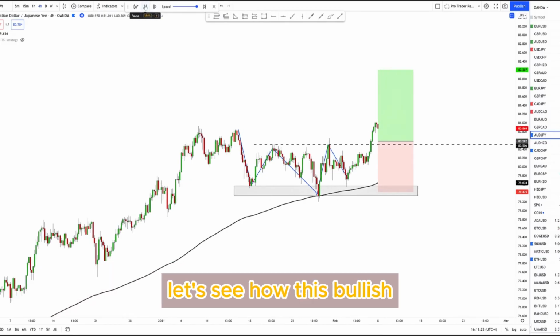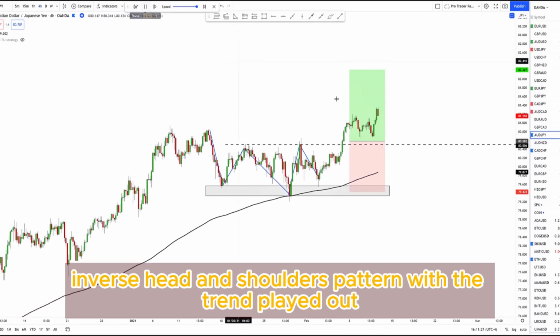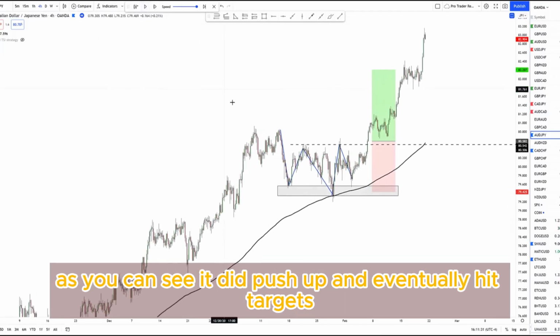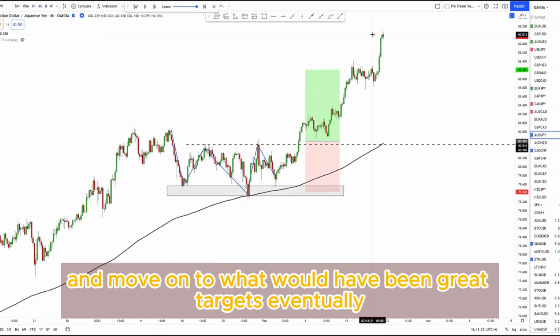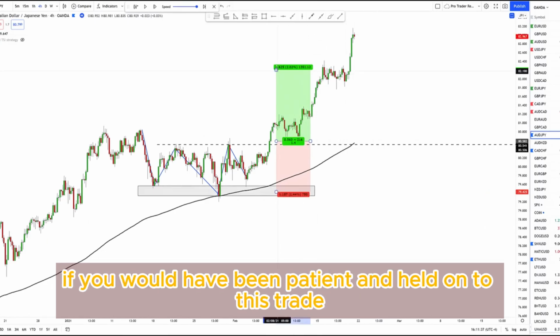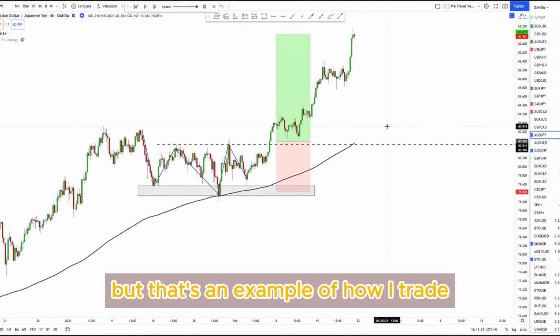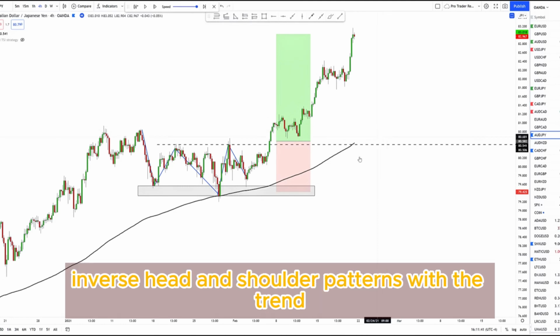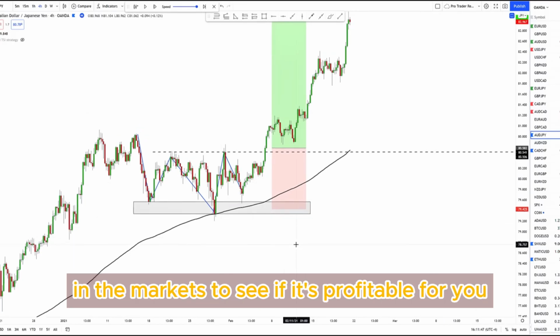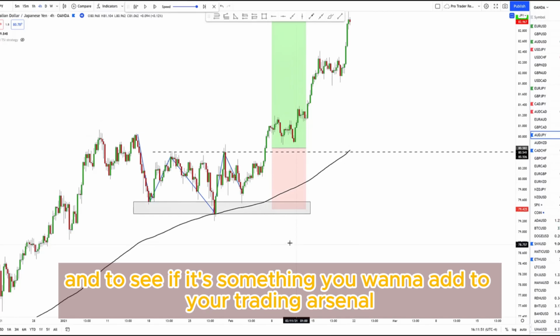Let's see how this bullish inverse head and shoulders pattern with the trend played out. As you can see, it did push up and eventually hit targets and move on to what would have been great targets eventually if you would have been patient and held on to this trade. But that's an example of how I trade inverse head and shoulder patterns with the trend, and a full strategy you can now take and go test in the markets to see if it's profitable for you and to see if it's something you want to add to your trading arsenal.